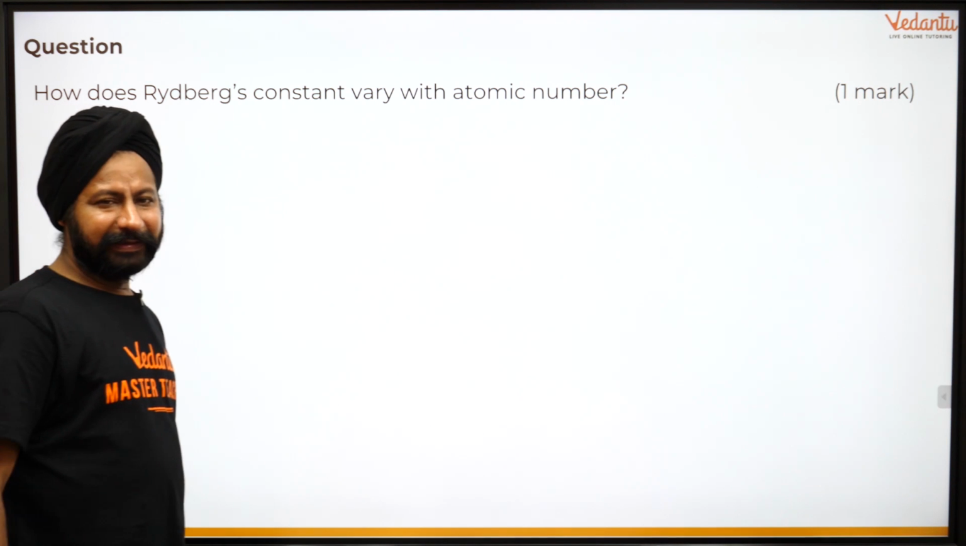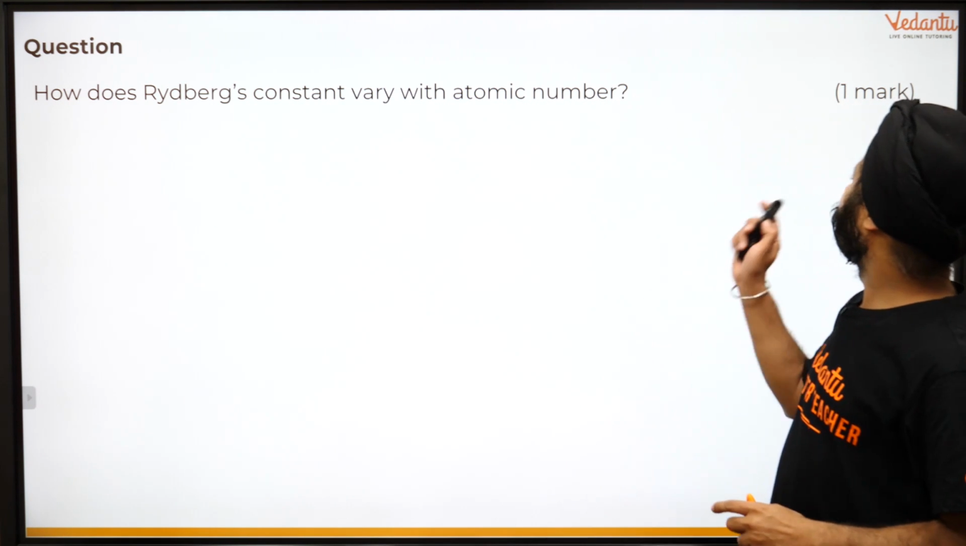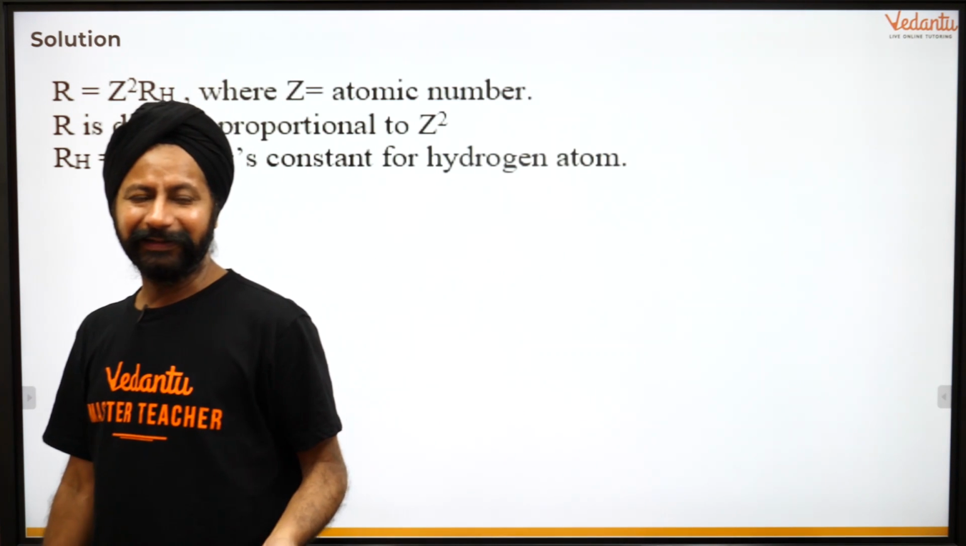Rydberg constant. Okay, this is something you have already done. If not, then you should be reading that. I will just cover the question here. So the Rydberg constant is proportional to Z squared. That's it. You have to write it like this.